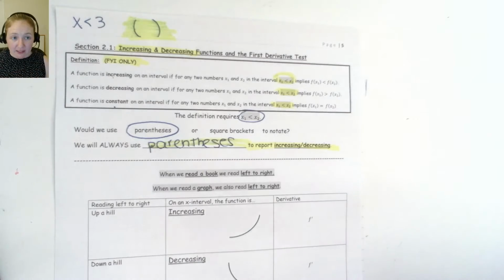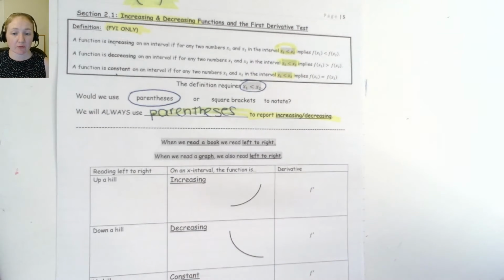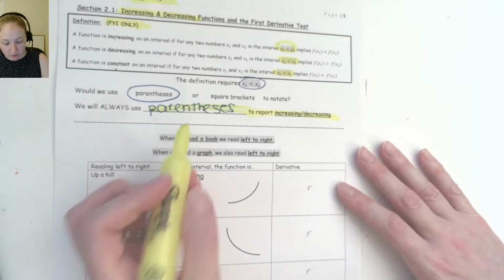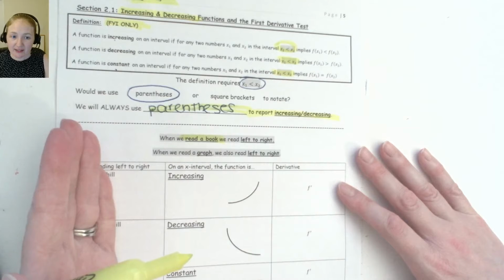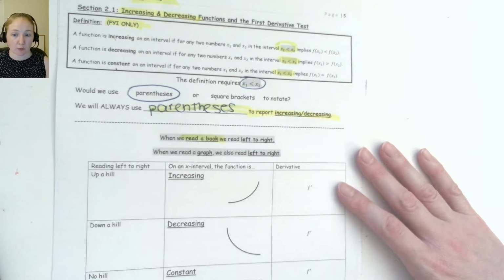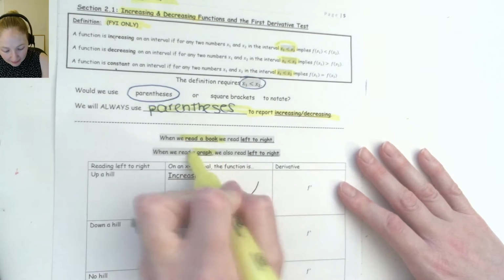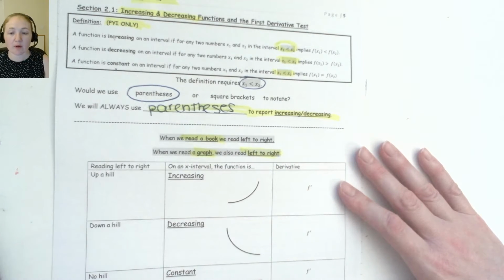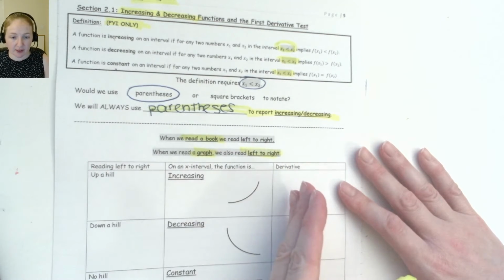Now, the second thing that we want to remember from college algebra is what we mean by increasing and decreasing. So the key thing to remember is that when you read a book, you always start on the left-hand side and you go to the right-hand side. The same thing is true when we read a graph. When we read a graph, we are going to go from the left-hand side to the right-hand side.